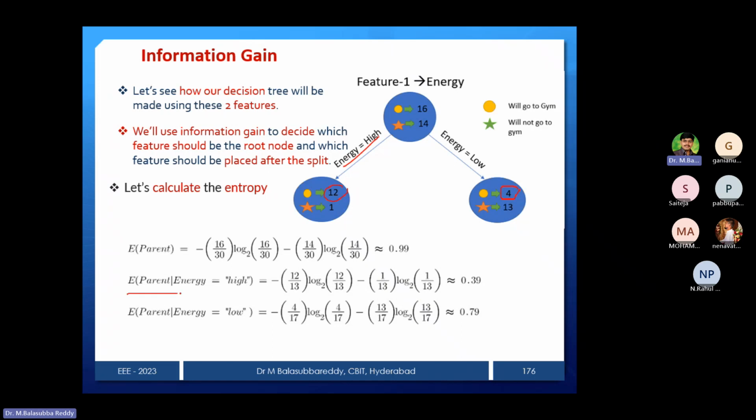You can see the entropy when energy is high. If energy is high, 12 is there, no? 12 by 13 log 12 by 13, minus as per the formula. And how many negative? Only 1 negative, so 1 by 13. That will give 0.39. And that is the left hand side. And what is the right hand side? You can see there is energy low.